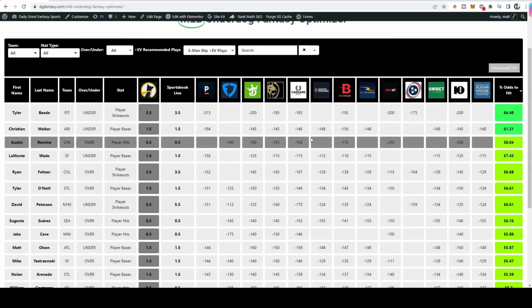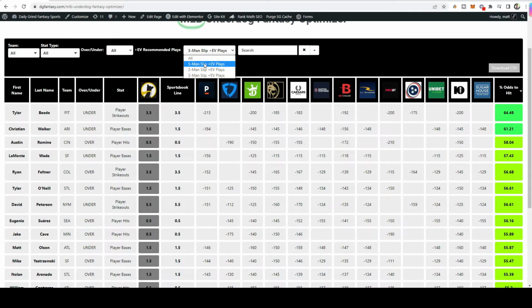Factoring in the probability of a 3-man slip to hit compared to a 4-man slip to hit, the 3-man slips are actually better in the long run on Underdog. This is why we don't have a 4-man slip option to check off.